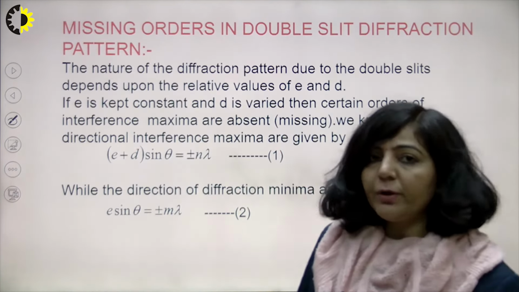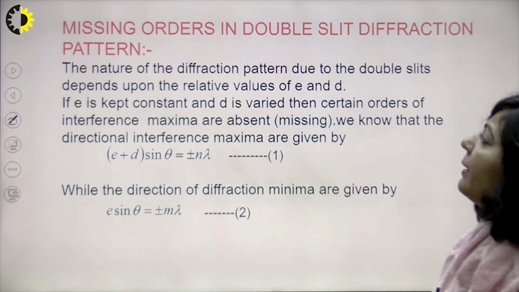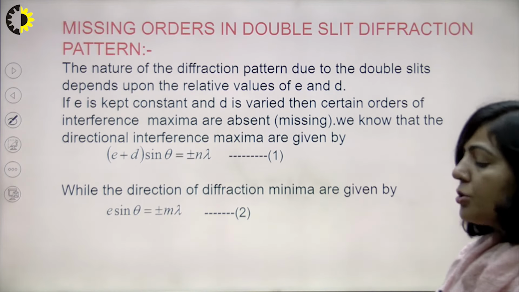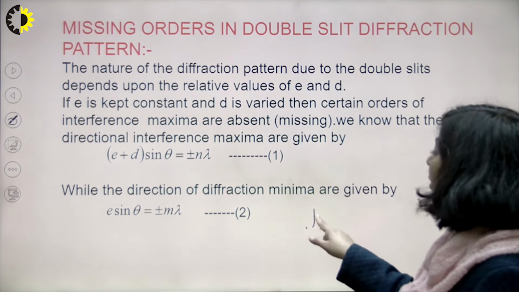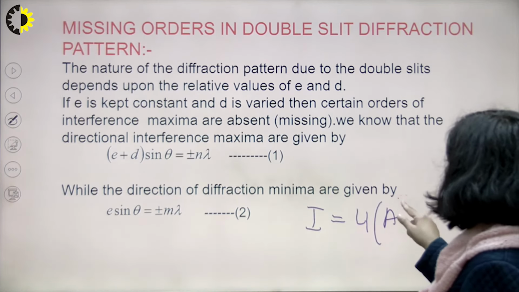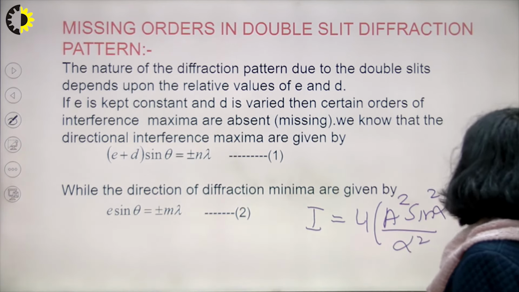Now the next topic, which I am taking here, is also related to the double slit diffraction pattern. We have to decide the missing order in case of double slit diffraction. So how can you decide which order will be missing from the diffraction pattern? You can decide that with the help of this simple formula. Just see this formula.